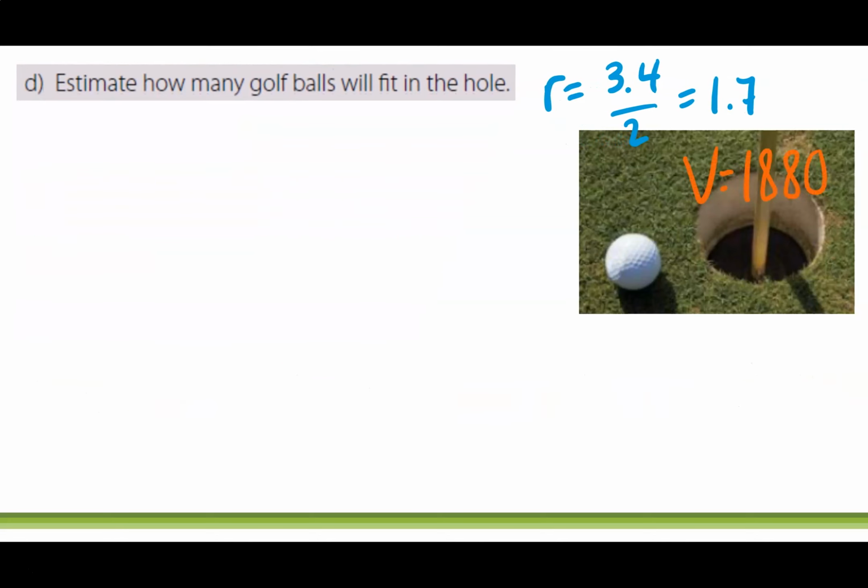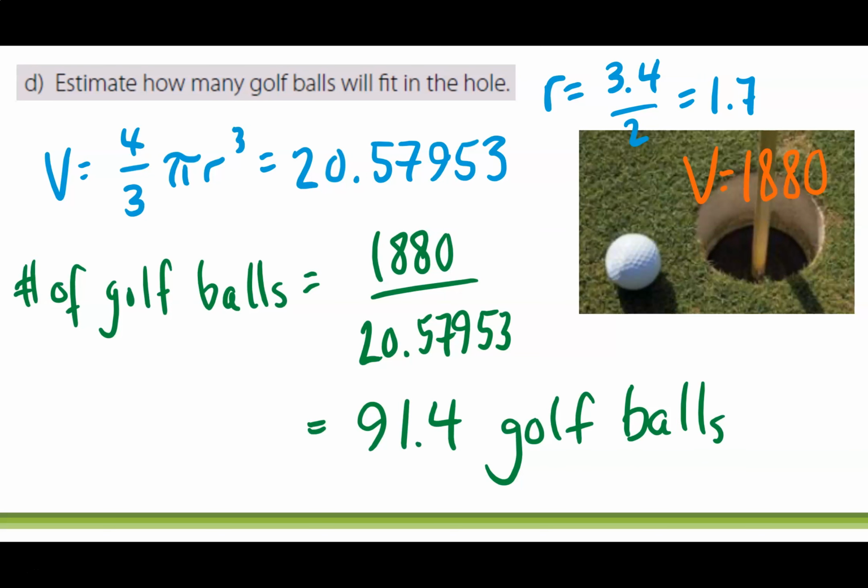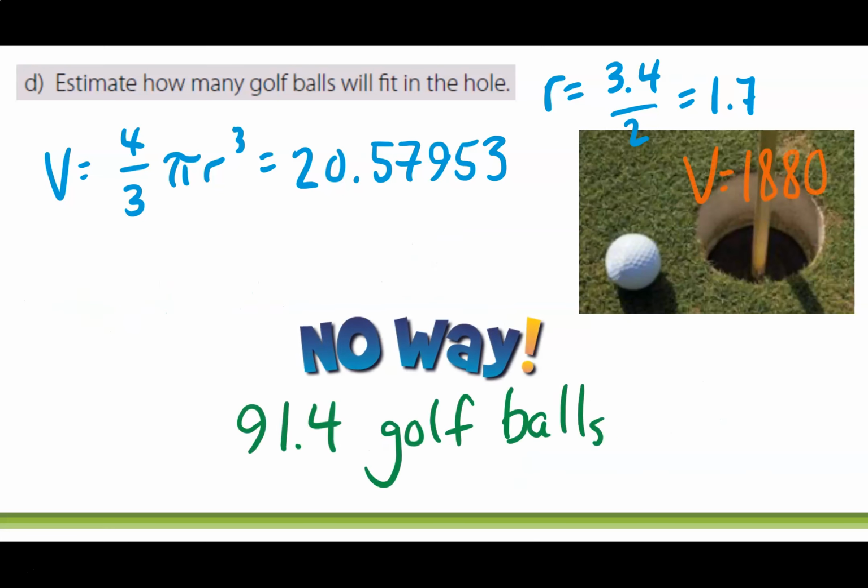Now it says how many golf balls will fit in the hole. Well, here we go. We knew from a previous calculation that that's the volume of a golf ball. And if the golf hole is 1880, you just want to find out how many times 20.57953 fits into 1880, and that's division. So that means it's 91.4 golf balls. And for anybody who's golfed before knows that that's preposterous. There's no way that's going to work.